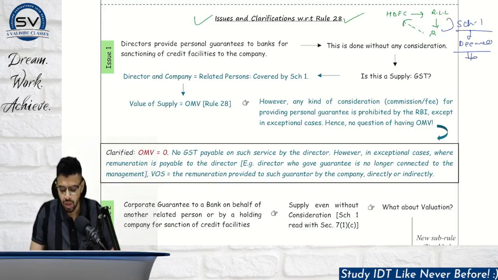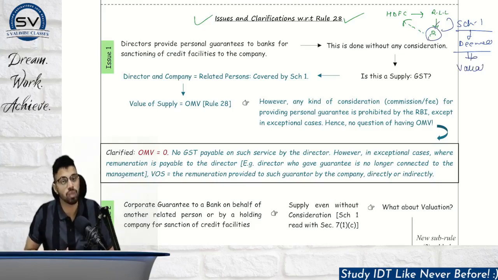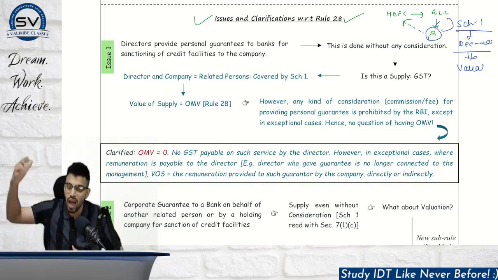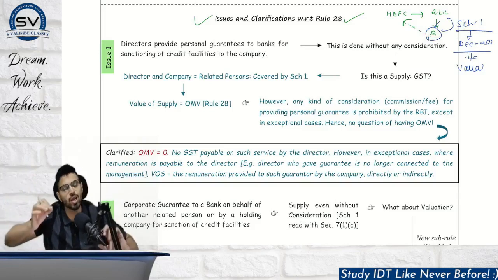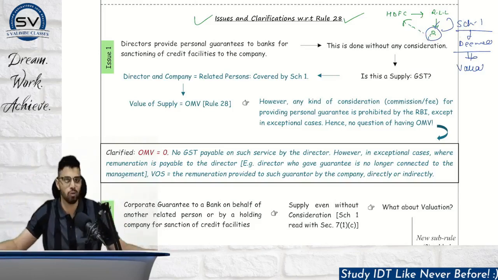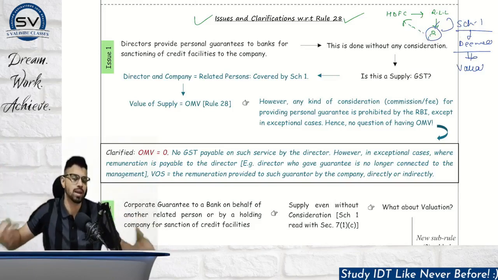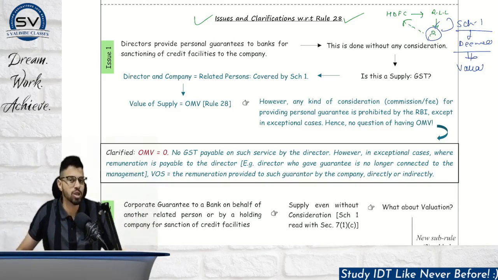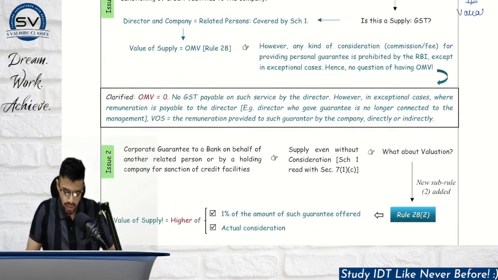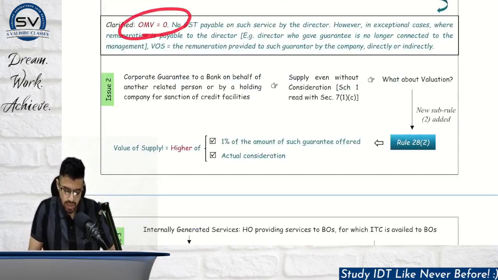So what will be the valuation of this service which he is giving to RIL? It will be 0. Why? Because RBI mandates, RBI requires, and RBI prohibits any kind of consideration. So when RBI is prohibiting the consideration, even if you go and calculate open market value, what is open market value? That which is being charged in the market, but in the market the price is 0. For this personal guarantee you cannot charge anything. So here also the value of supply will be 0. I hope this is clear. Okay, so OMV is 0.